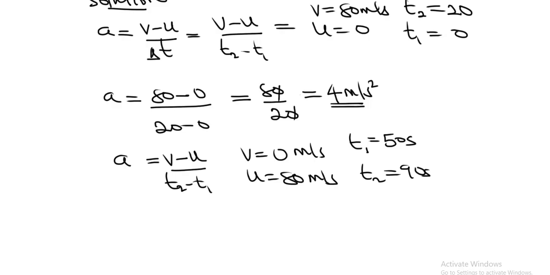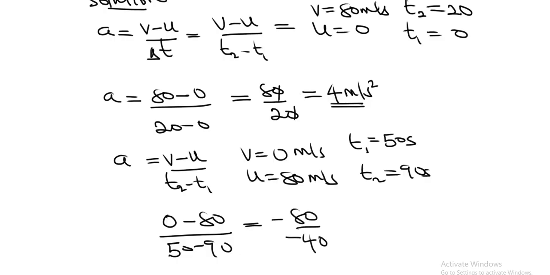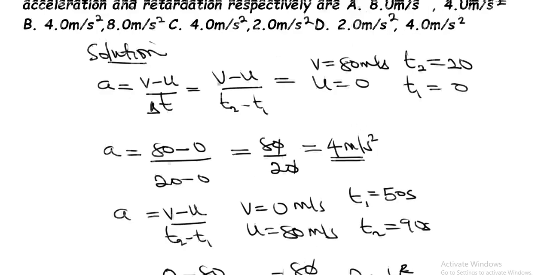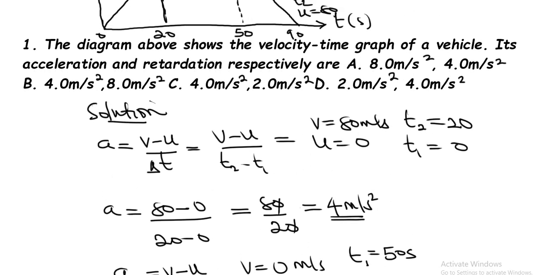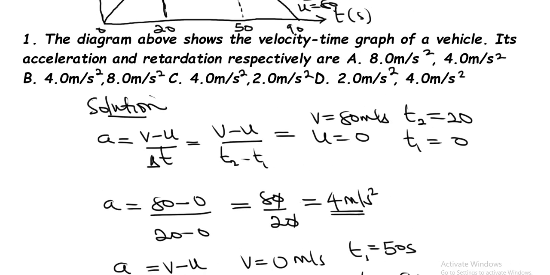So substituting this, now we have 0 minus 80 over 50 minus 90, and this is going to be minus 80 over minus 40. 0 cancels 0, minus cancels minus, and that gives us 2 meter per second square. So acceleration is 4 meter per second square, while retardation is 2 meter per second square, and that's option C.